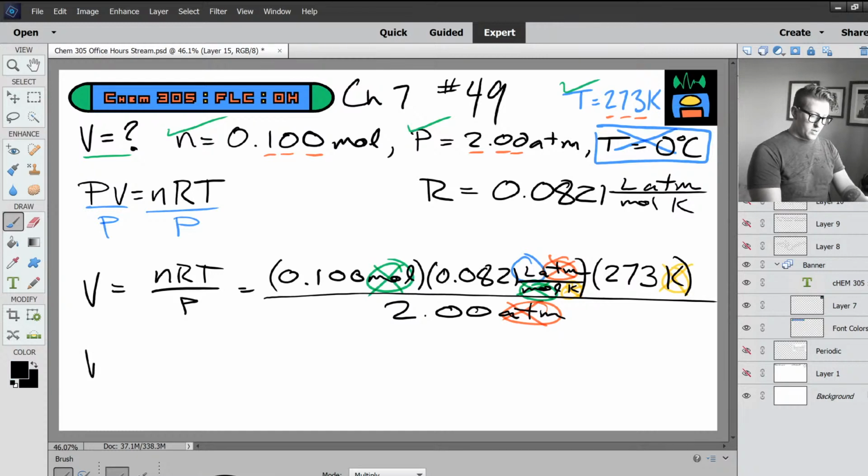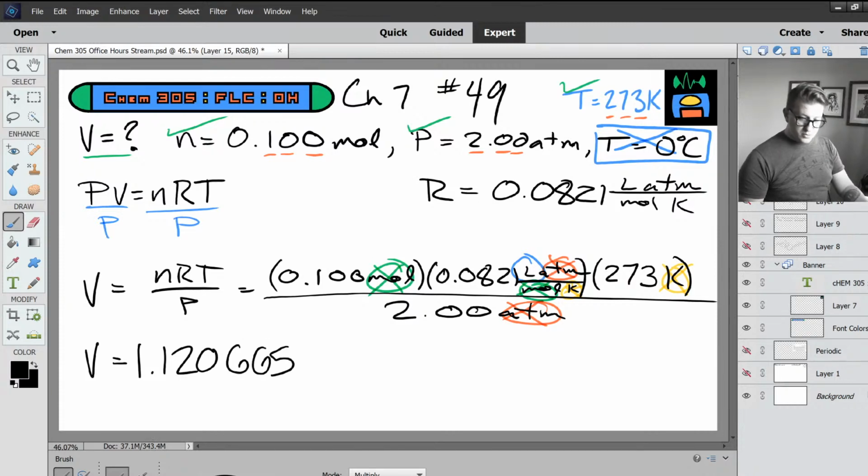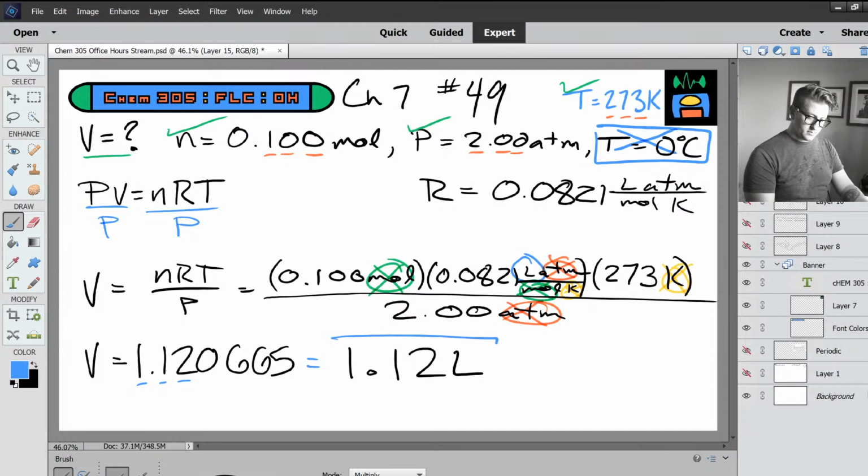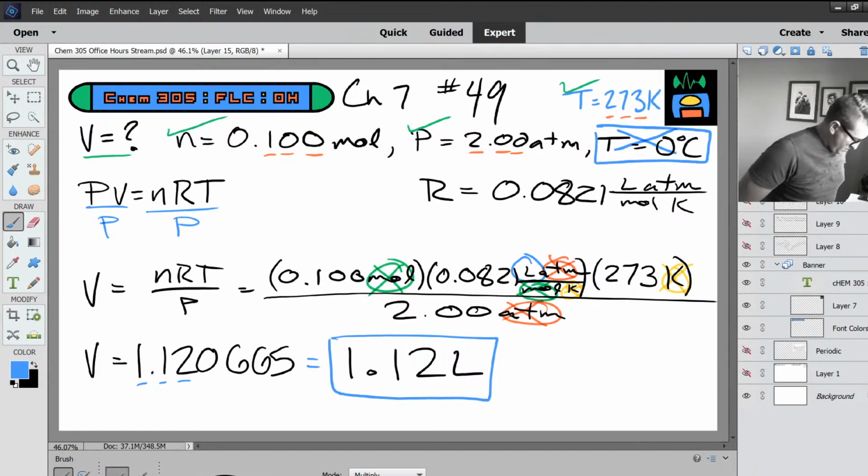So we get a nice long value, 1.20665. All the numbers we multiply have 3 sig figs, so we can keep 3. 0 rounds down, so our answer will be 1.12 liters. And that is our volume. All right, so that is the answer for number 49.